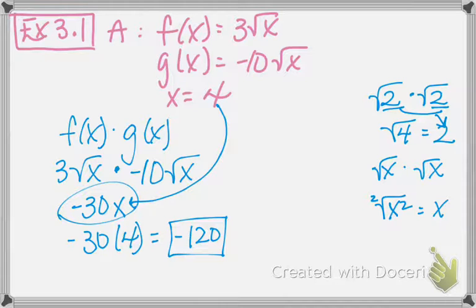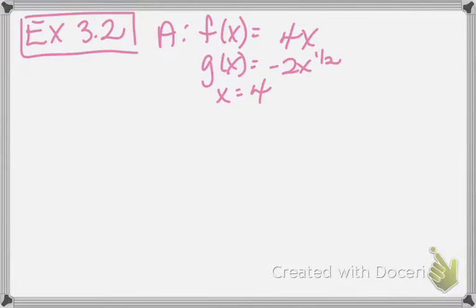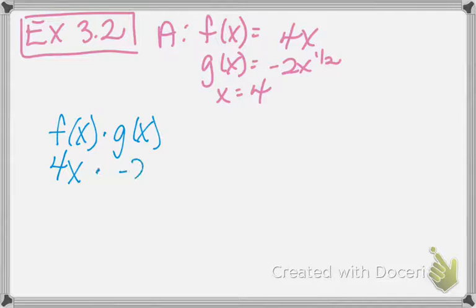All right, final example, and then I'll let you guys work on your notes, and that is example 3.2a. Same sort of idea, just wanted to deal with what happens if your exponents are different. So f of x times g of x, so 4x times negative 2 x to the 1/2 power. And just to make sure that I'm not making any mistakes, I'm going to write the exponent of 4x over here, which is to the 1st power.